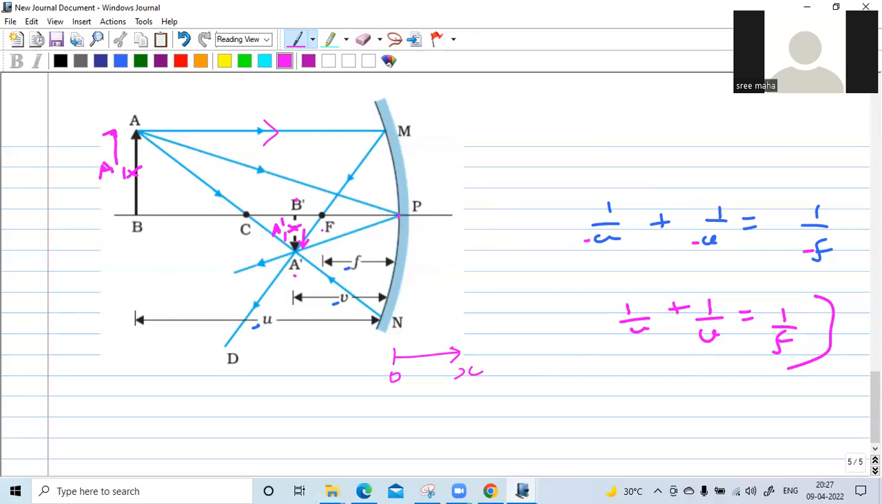Okay, sir. Another way to understand is, you know this formula, right? The image size by object size is the magnification. And magnification is basically the power of the lens, right? So it is fixed.